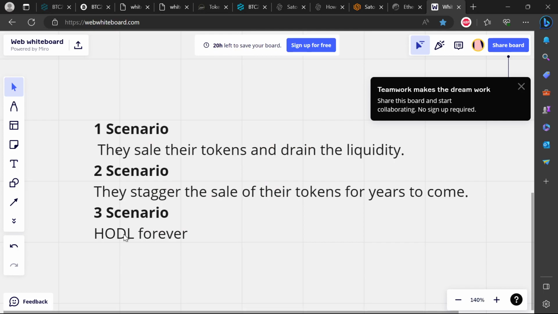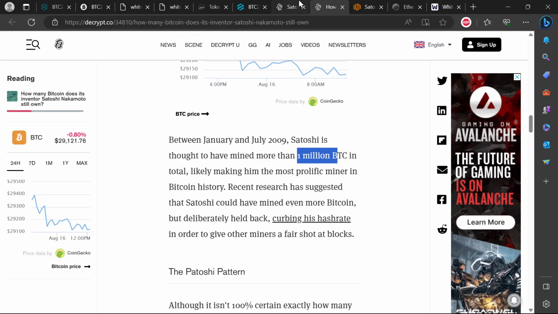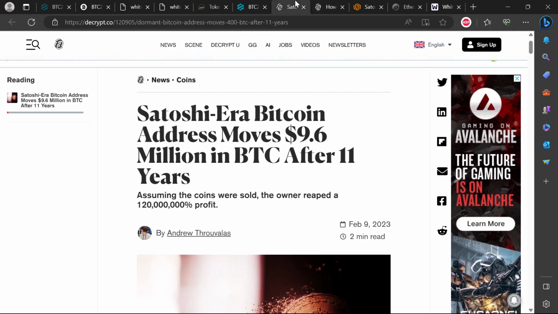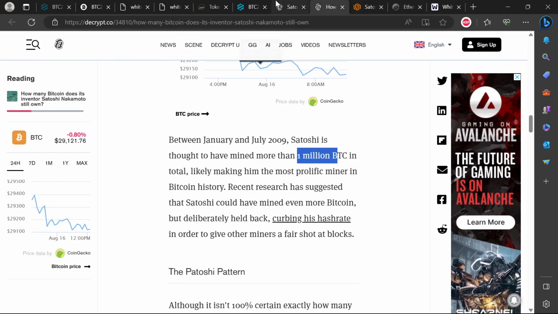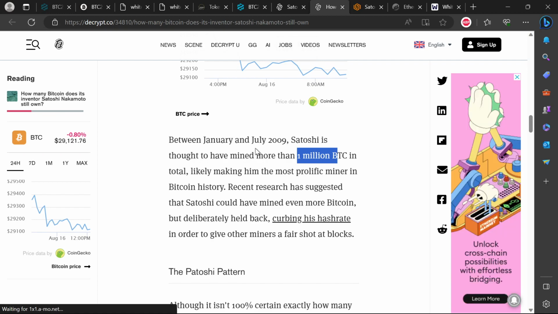They hold forever, same as Satoshi Nakamoto did. And now let's look at that article. Satoshi Nakamoto. You do see here, it says, between January and July 2009, Satoshi is thought to have mined more than 1 million BTC in total, likely making him the most prolific miner in Bitcoin history. Research has suggested that Satoshi could have mined even more Bitcoin, but deliberately held back, curbing his hash rate in order to give other miners a fair shot at blocks.